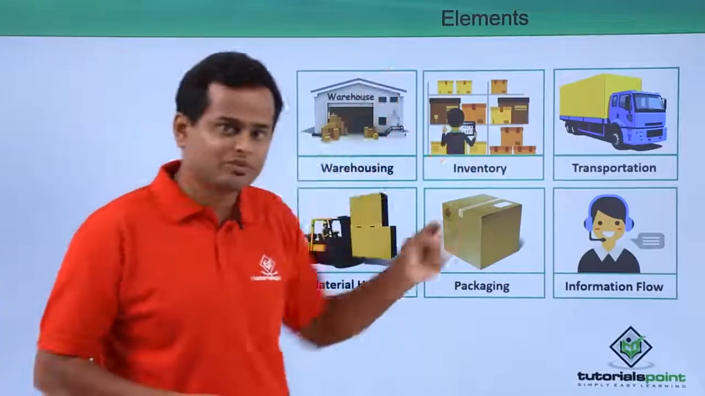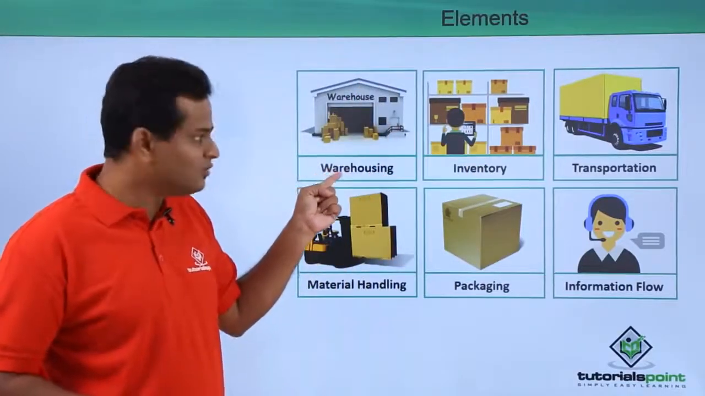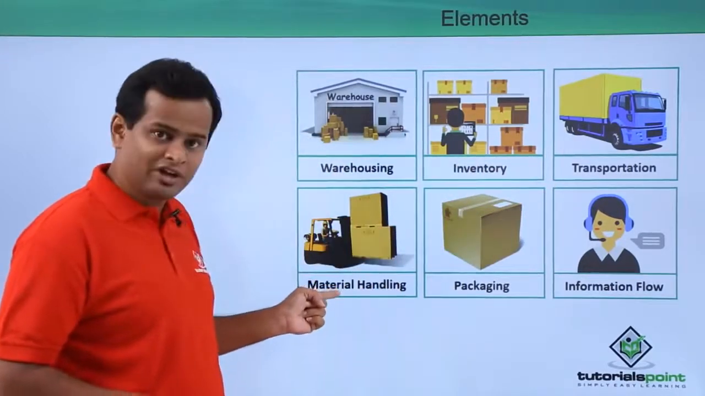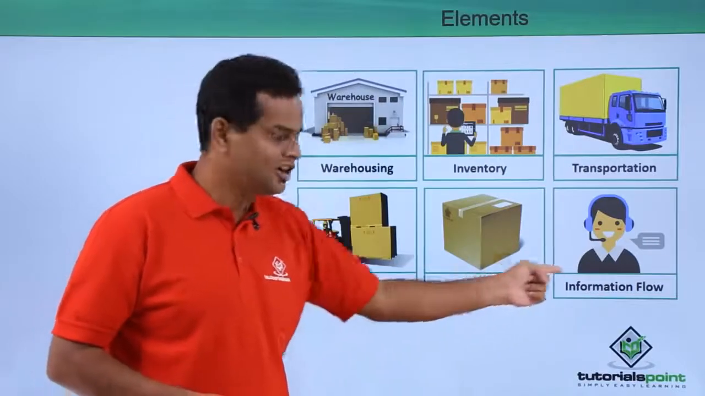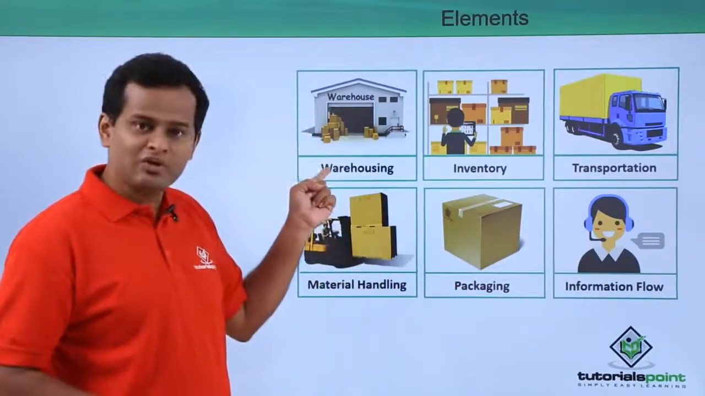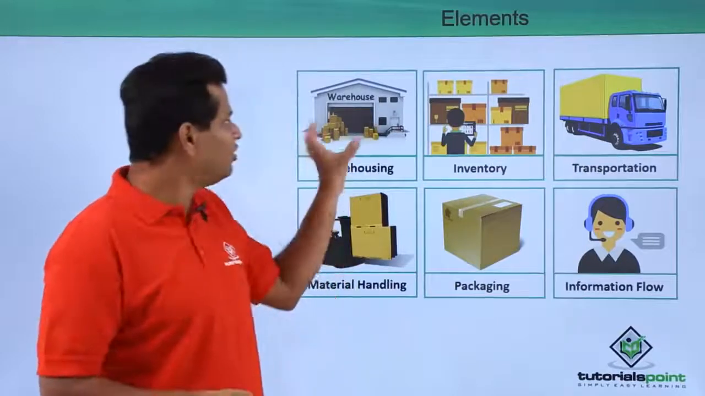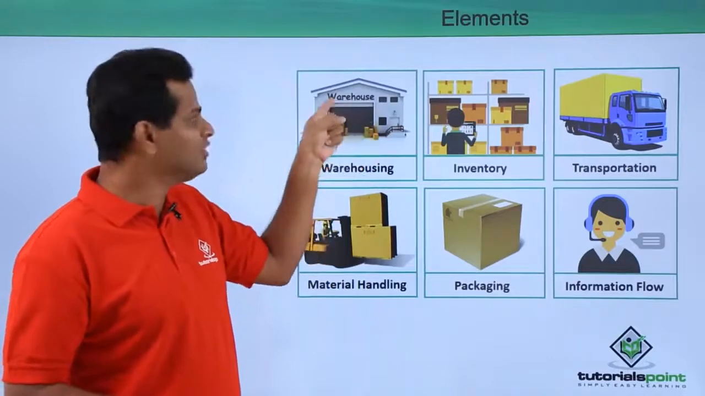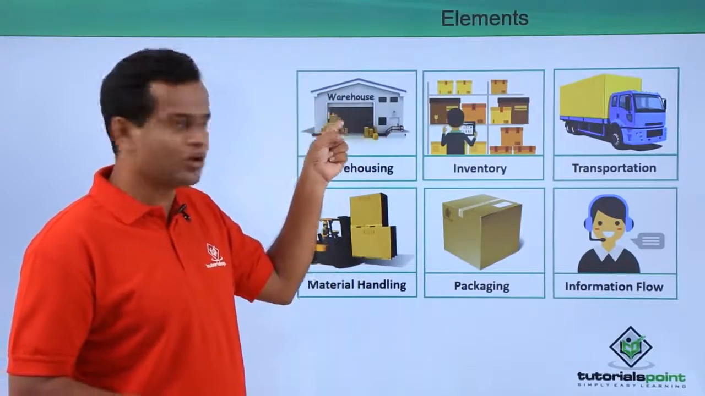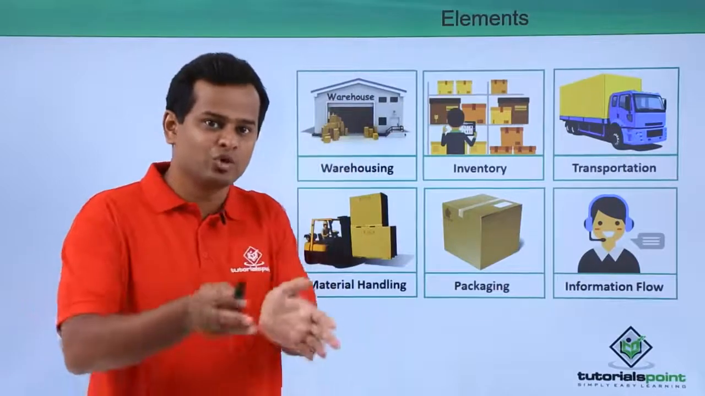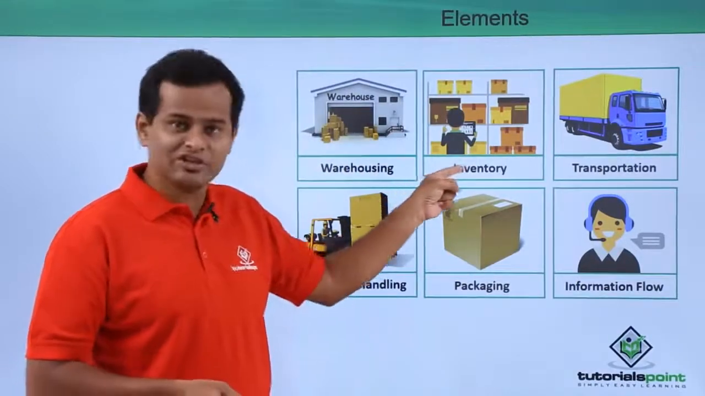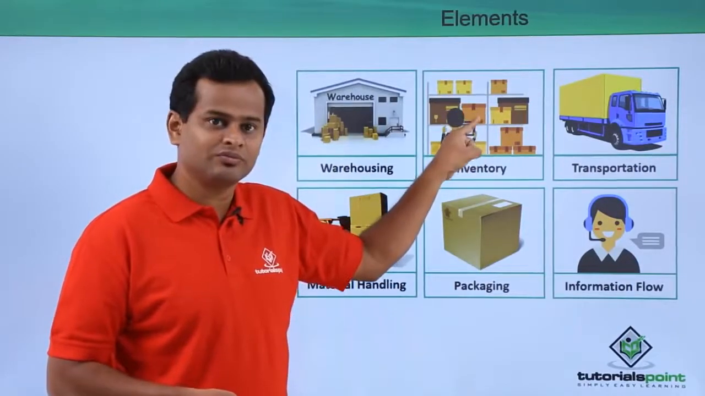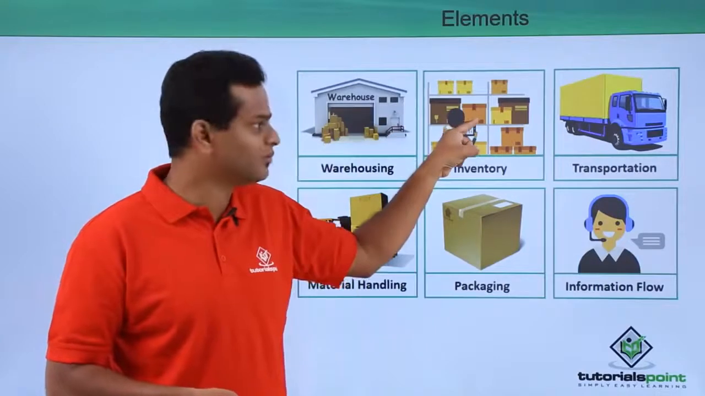There are various elements. We will be understanding warehousing, inventory, transportation, material handling, packaging, and information flow. Warehousing is a place where all this material is going to be stored, and there will be a shelter. It can be internal, as you see in the picture. It can also be external, where a certain group of material is stored. This is called inventory, where this is a specific lot. We can see the materials with identification and traceability.